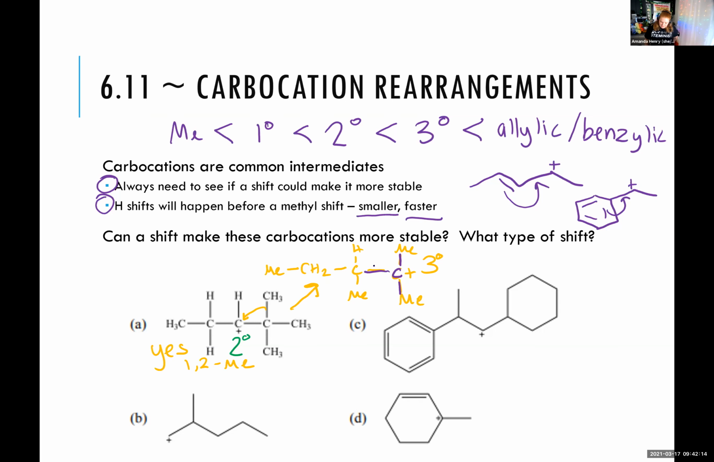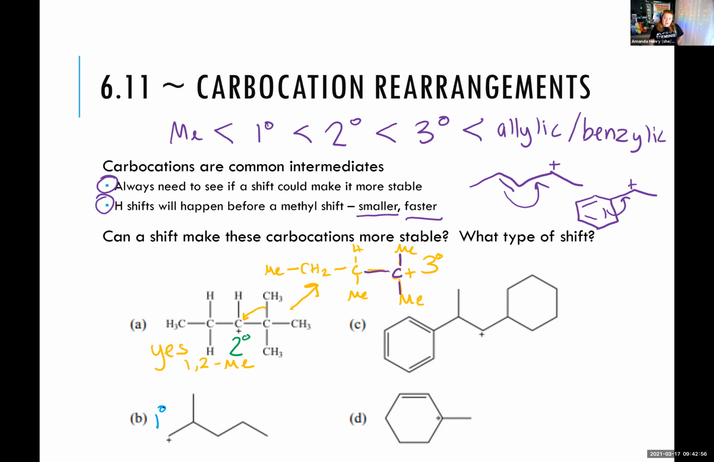What about letter B down there on the bottom? What type of carbocation are we starting with? Primary. It is primary. Now, there's only one place that a shift can occur from because it's only bonded to one carbon. So do we think that this one is going to go through a rearrangement? Yes, because if we use the other carbon, it would be tertiary. Good.